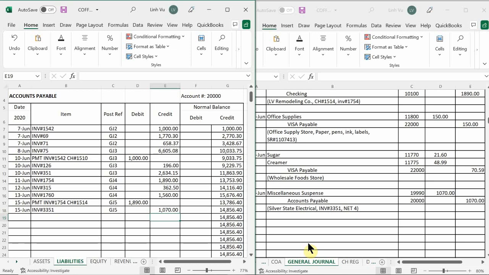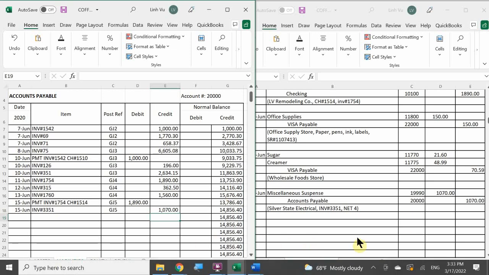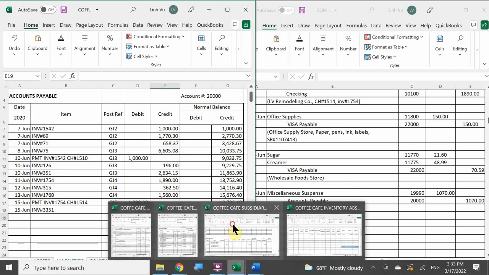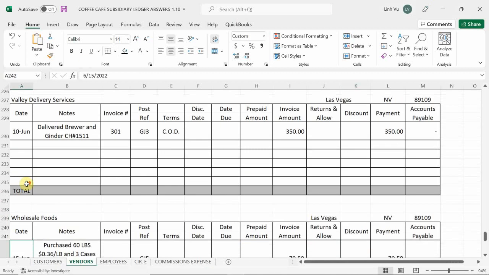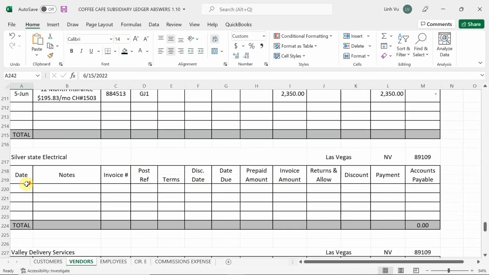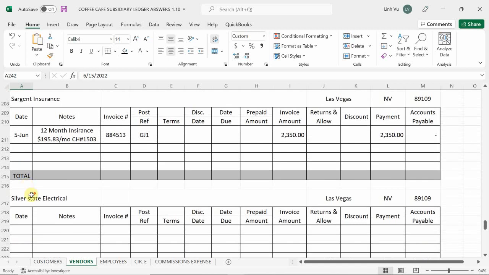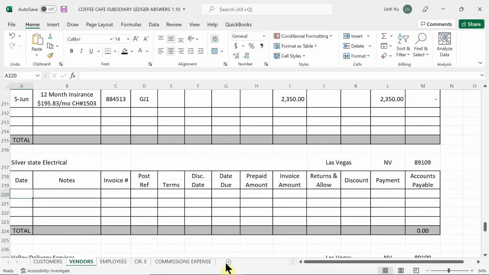Subsidiary? We owe a vendor money. So therefore, we need to keep a track record of it. So, subsidiary ledger, right? Vendor, right? This is Silver State Electrical. So there you go, Silver State Electrical. What kind of note do you want to put here?